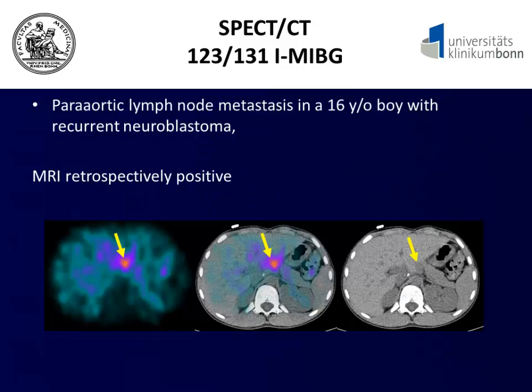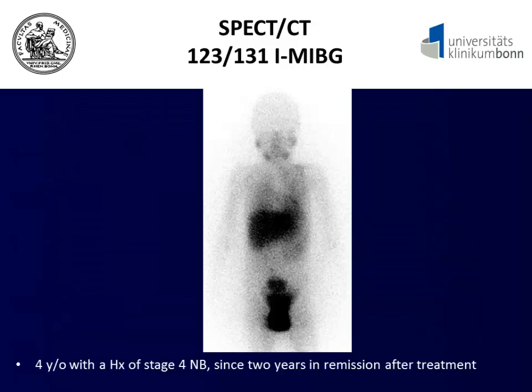Here, one example, a 6-year-old boy with recurrent neuroblastoma. He received first an MRI. MRI was unremarkable. After that, we performed I-MIBG scan, and we could find this focal accumulation in this region. We talked with our radiologists. Retrospectively, they could find this finding also in the MRI scan. It was a lymph node metastasis. After that, the patient was operated, and our diagnosis was confirmed.